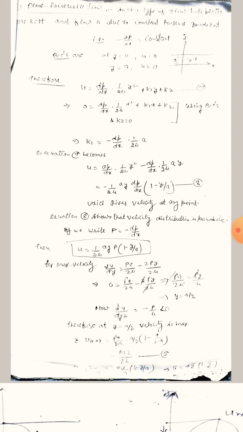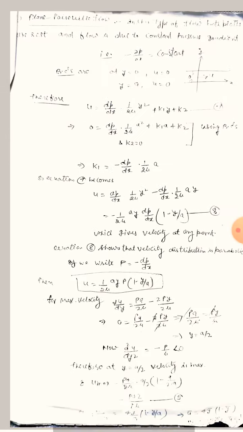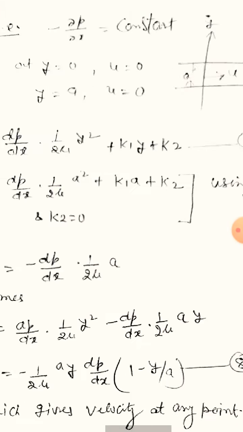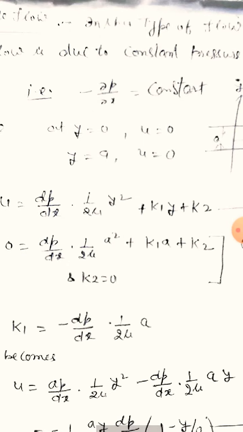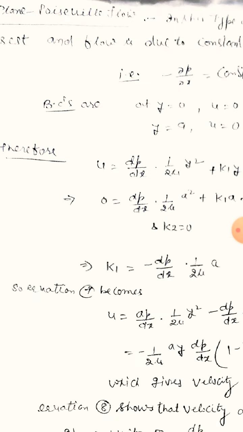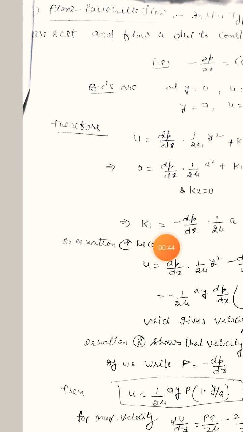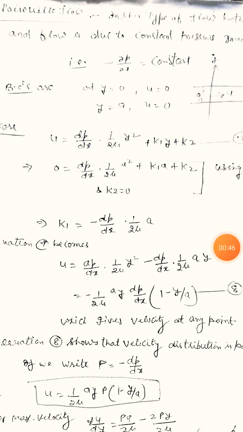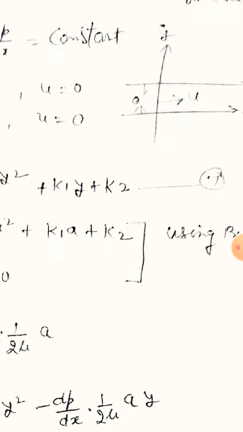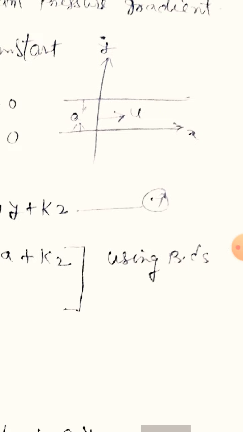Now we study the first case, plane Poiseuille flow. In this type of flow, both plates are at rest and the flow is due to a constant pressure gradient, that is, minus del P by del X is equal to constant. Suppose this is the flow between two parallel plates.